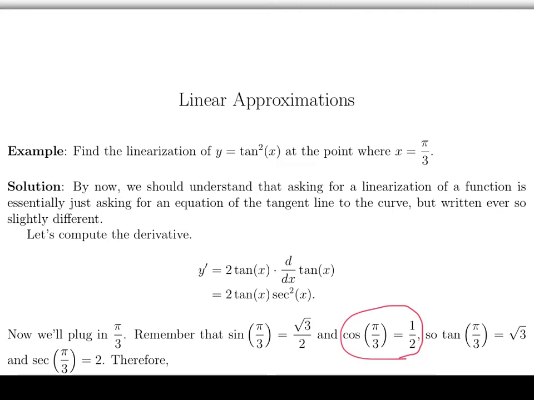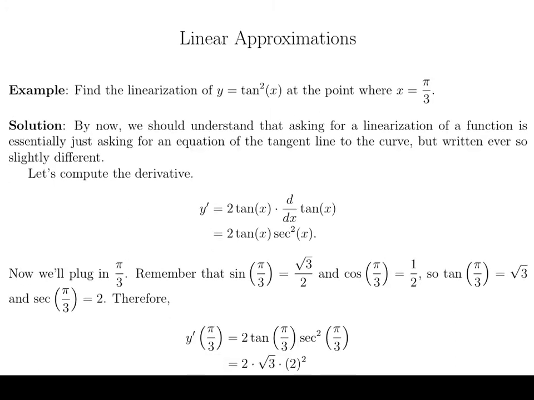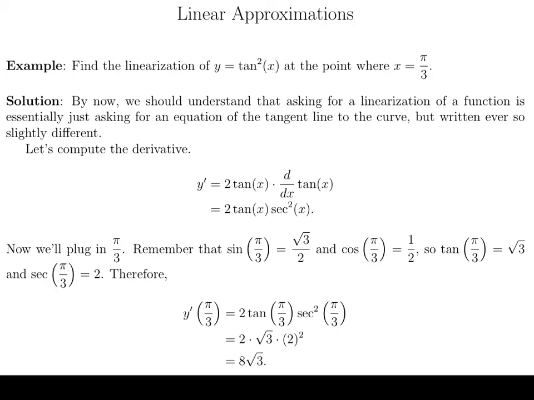So let's plug all of this into the derivative. So we've got y prime of pi over 3. That's 2 tangent of pi over 3 times secant squared of pi over 3. Now we can plug in all these values that we've cobbled together. So tangent of pi over 3 is square root of 3, as we'd computed. Secant squared of pi over 3 is 2 squared, because secant of pi over 3 was 2. And we're just multiplying all these together, so now we've got our answer for what y prime of pi over 3 is. Alright, so it's just 8 square root of 3.